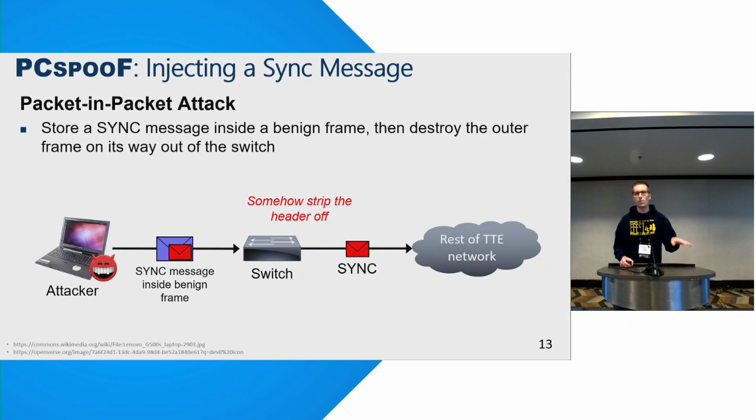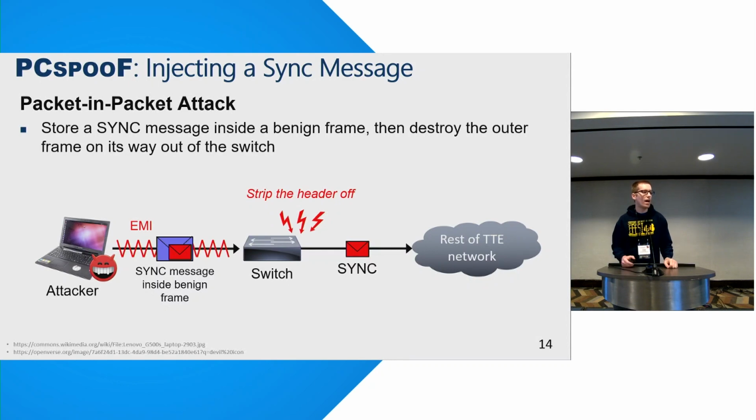And the way that we do that is by structuring PCspooF as what's called a packet-in-packet attack. So the attacker will actually store this malicious synchronization message inside the payload of a benign Ethernet frame, something like an ICMP ping reply or an ARP reply, typical messages that all of the non-critical nodes are generally allowed to send in a TTE network. And that way, when the TTE switch gets that benign message, they just let it through because it's just a regular benign COTS Ethernet message. And then the remaining hard part of the attack is we now need to coax the switch into stripping that benign header off of the frame and revealing our malicious synchronization message inside.